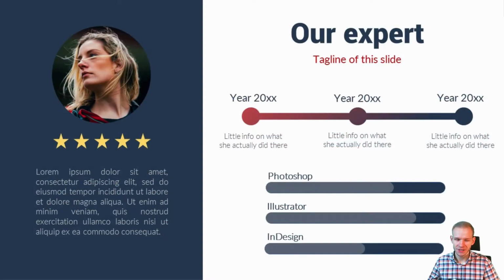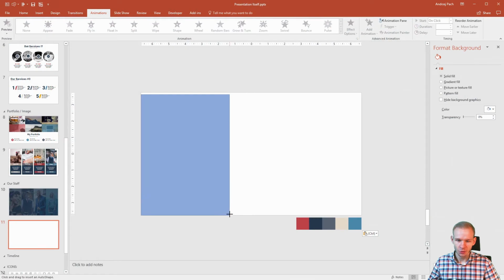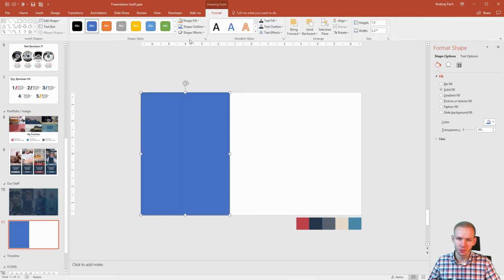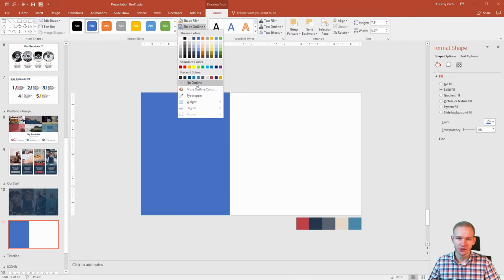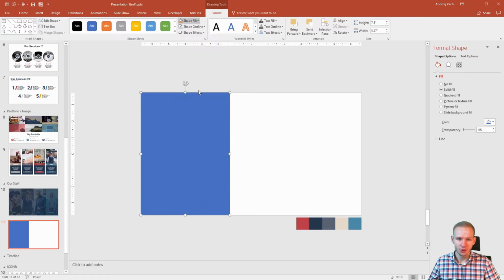We were introducing multiple staff members, so let's introduce one now. Alt 2 and create your first rectangle. My first rectangle will be on the left side to show the image of the person. Shape outline, of course, no outline. Shape fill, of course, our darker color.